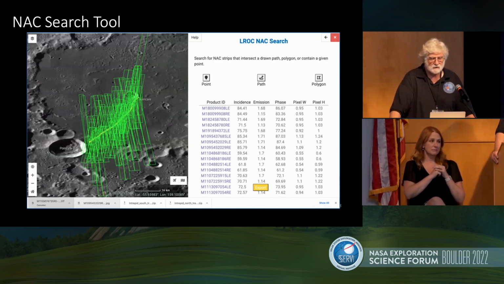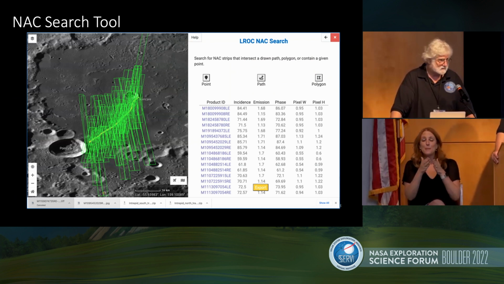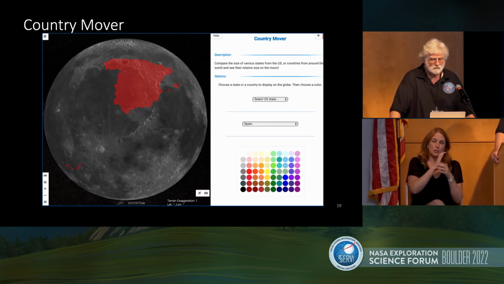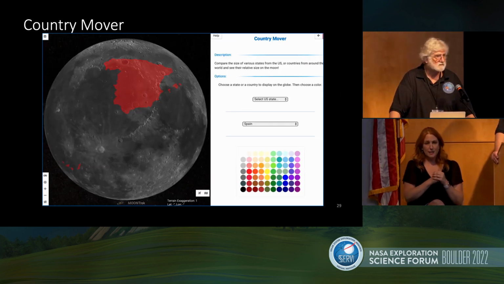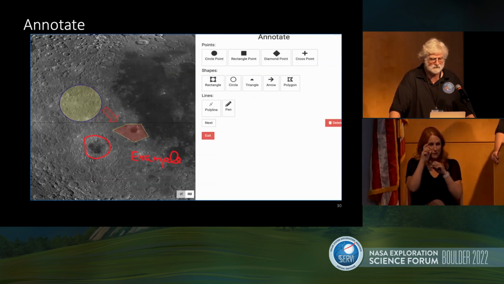We have a new NAC search feature. So for any path or polygon that you draw, you can find what NAC strips are available, and you can refine your search by lighting and geometry. For engagement, we have the new Country Mover tool that allows you to drag an outline of any US state or any country across the surface of the moon for size comparison. We have the ability to annotate maps that you generate.